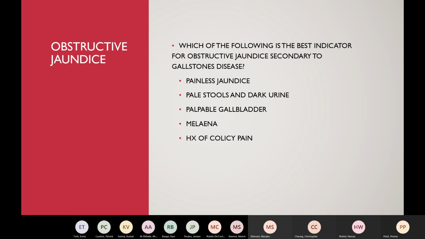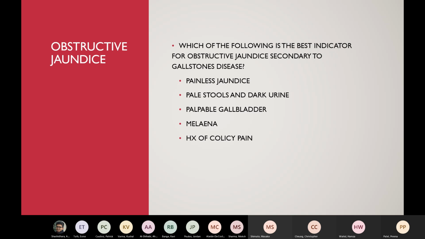So does anyone know what painless jaundice is characteristic of? It's not gallstone disease, but it's something else. Good question, Christopher. I'll come to what colicky pain is. So painless jaundice is very characteristic of pancreatic cancer, when it's at the head of the pancreas. And hopefully by slide number 5, that will be clear why.